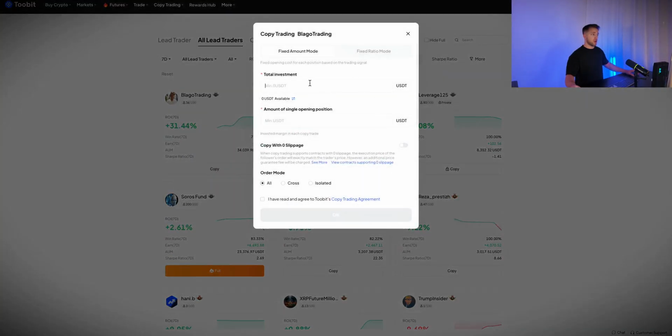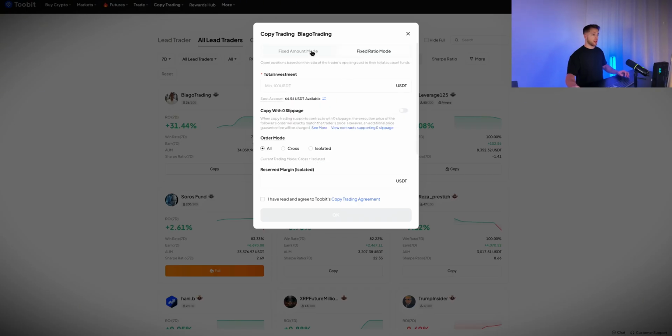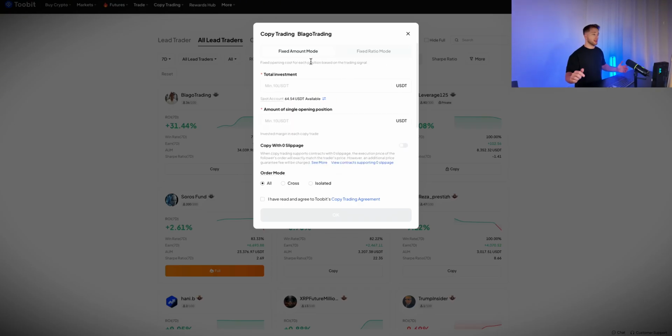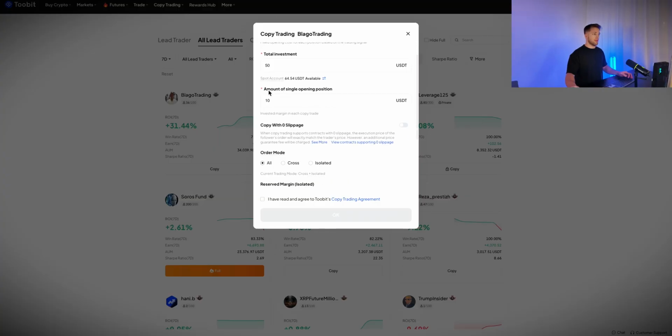Let's say we're going to copy that one randomly, just to show you. Don't get inspired by that, I just randomly picked a guy without much research. Remember, in order to use copy trading, you have to have funds in your spot account. So let's say we put 50 USDT. For the amount of a single opening position, let's say 10, which is the minimum. That means for each position that you copy, this is going to be the amount.